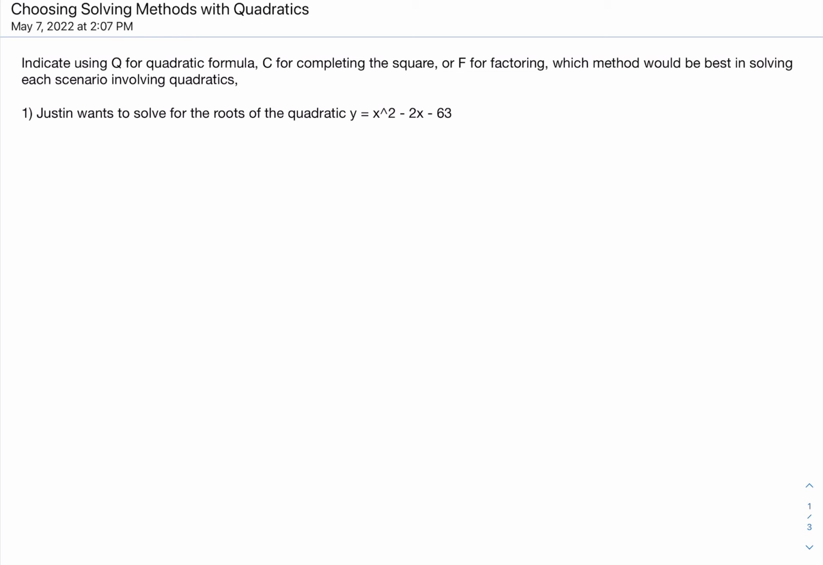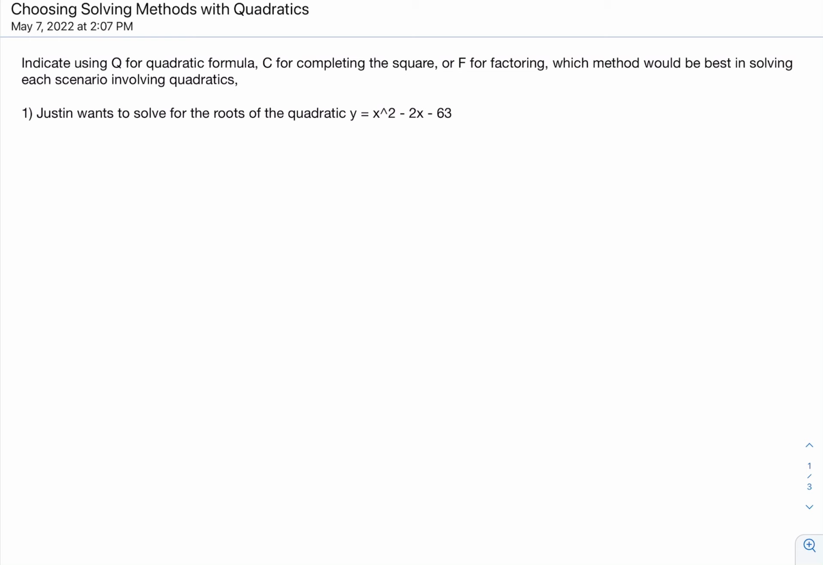Okay? So indicate using Q for quadratic formula, C for completing the square, or F for factoring, which method would be best in solving each scenario involving quadratics. So number one, Justin wants to solve the roots of the quadratic y equals x squared minus 2x minus 63. So this is your standard quadratic equation, right? We have y equals x squared minus 2x minus 63.